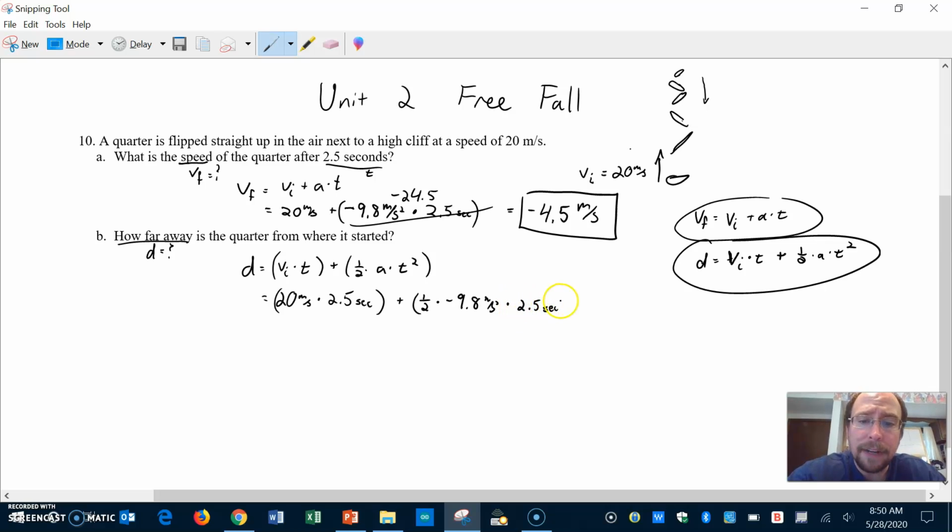However, this 2.5 seconds has to be squared. So that has to be squared in that equation. You can't forget the square. So now we're going to do our math. Once we have everything filled in, this side we can do 20 times 2.5. You can do that in your head. If I do that, I just get 50.